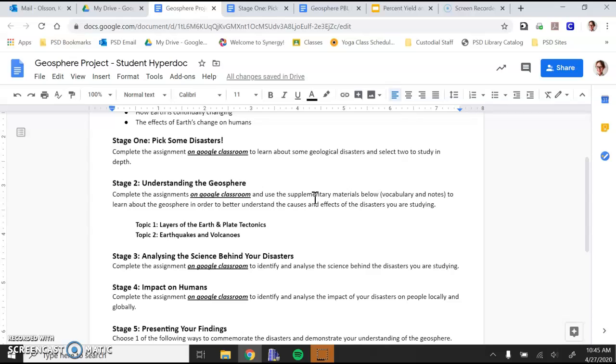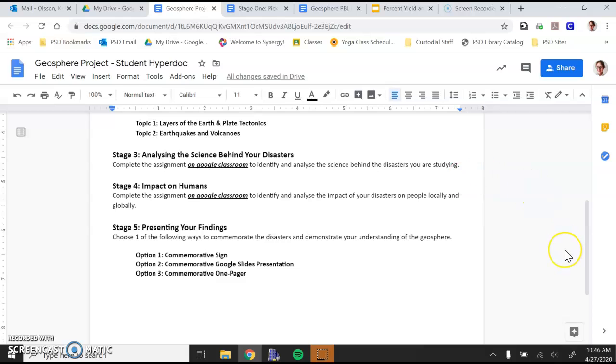After you complete stage 2, you'll be ready to apply your understanding of the geosphere to the disasters you're studying. So you'll complete an assignment on Google Classroom that asks you to identify and analyze the science behind the disasters you are studying. Coupled with stage 3 is stage 4, which is looking at the impact on humans. This will be part of the same assignment as stage 3, and you're going to be identifying and analyzing the impact of the disasters on people locally and globally.